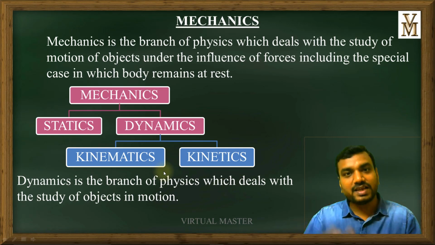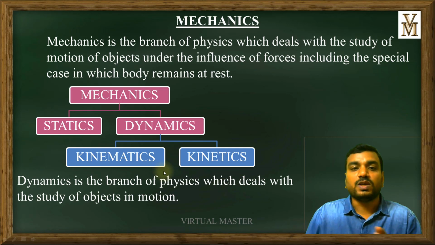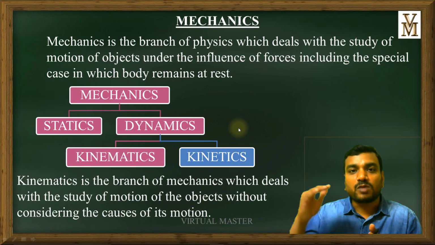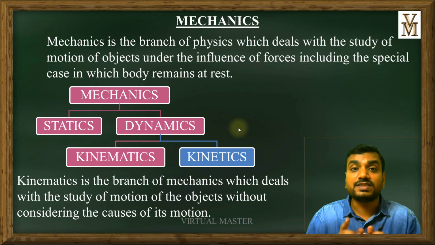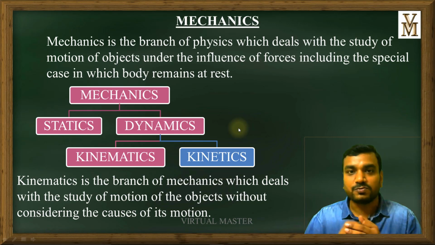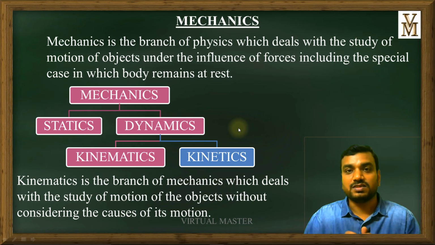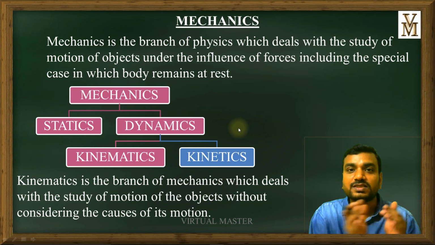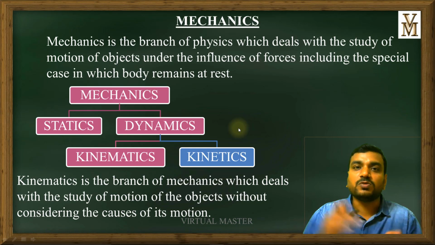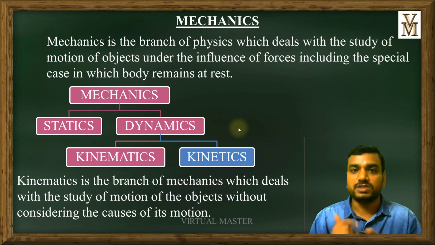Now, dynamics is again divided into two branches. One is kinematics and another one is kinetics. In kinematics, we will be studying the objects in motion without considering its causes. As I have already told you, for an object to move, we have to apply some external force, right? That external force is nothing but the cause of the motion. In kinematics, we will be ignoring these causes, that is, we will be ignoring the force factor and we will study only the motion of an object.